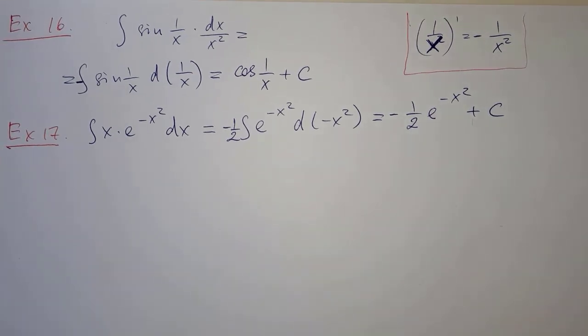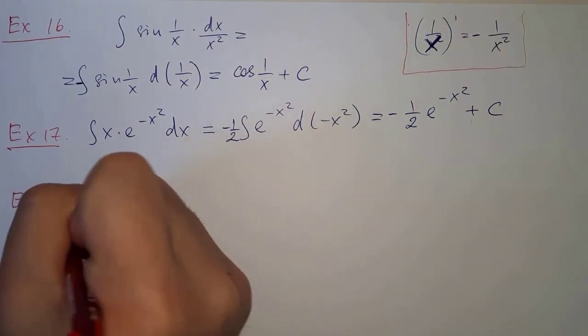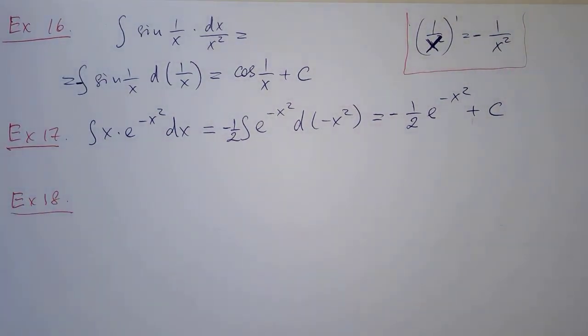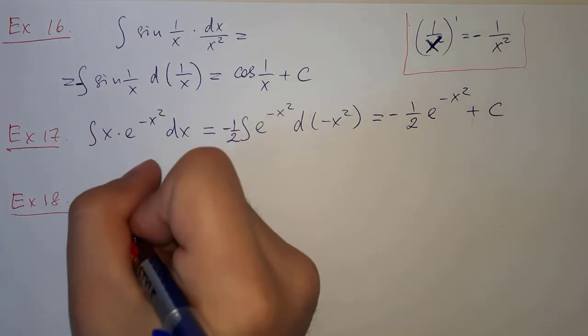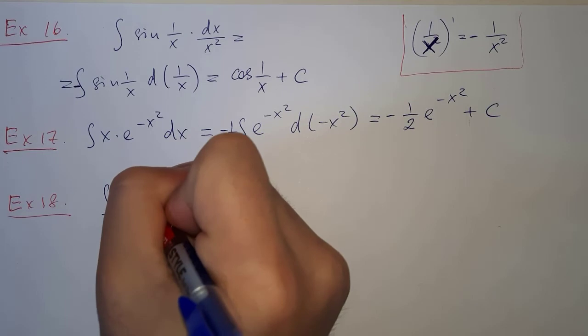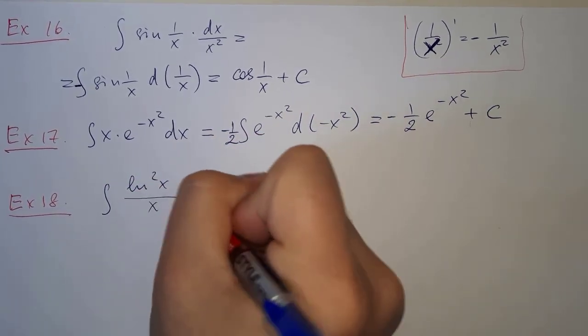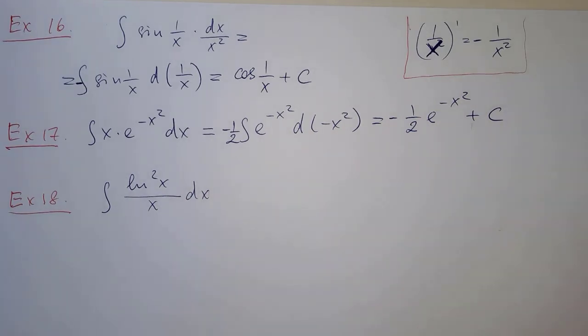And the next example, number 18 now. The next one is natural logarithm squared x over x dx. I took an example from the book of the Meadows. So ln squared x over x dx.